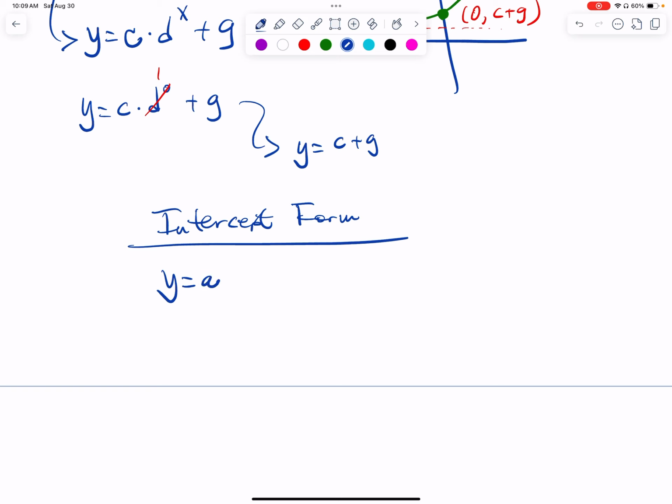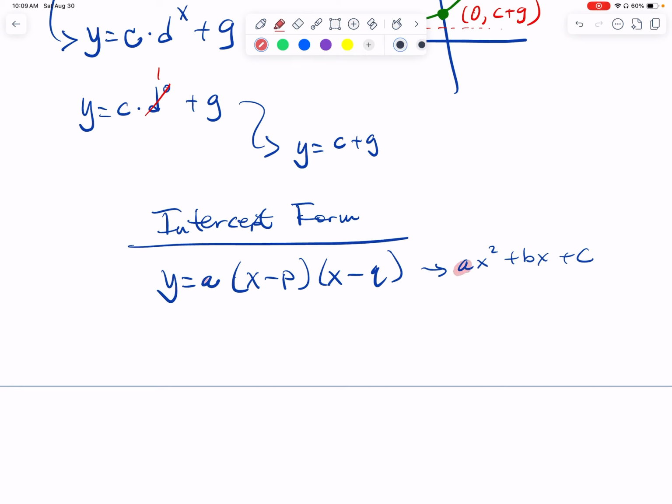Y is equal to a, parentheses, x minus p, where p is an x-intercept, and x minus q, where q is the other x-intercept. And if you were to expand all of this out and combine all your like terms, you would ultimately get something like this: ax squared plus bx plus c. The only numbers that actually exactly line up are these two a's, the two leading coefficients. Those are the only things that would be exactly the same. The b would come from a combination of, like I said, combining some like terms here, and the c would come from not only combining some like terms, but you're also distributing this a through there as well.